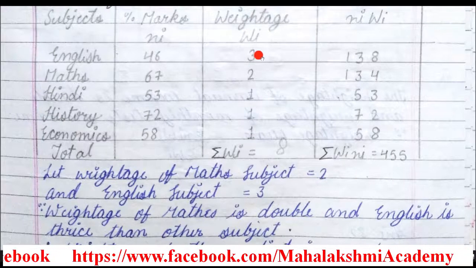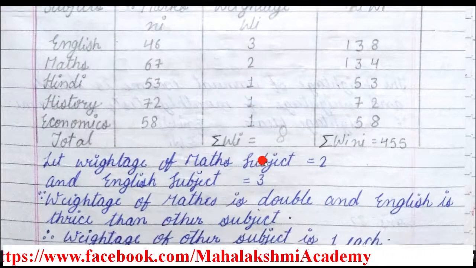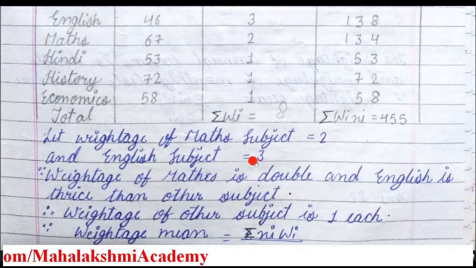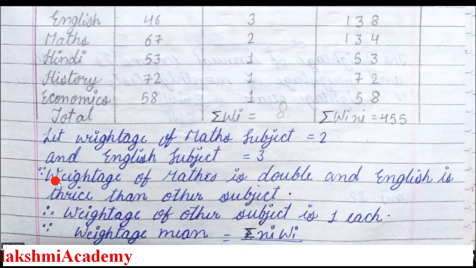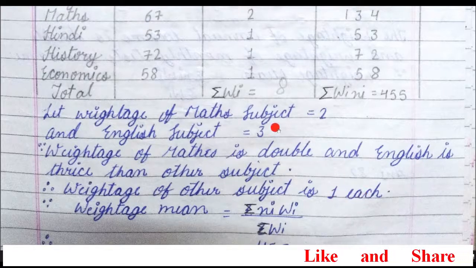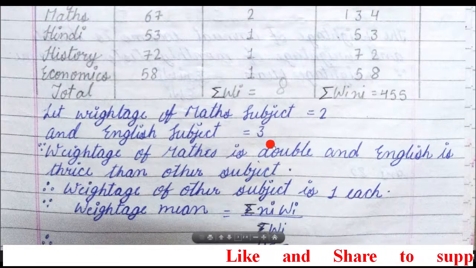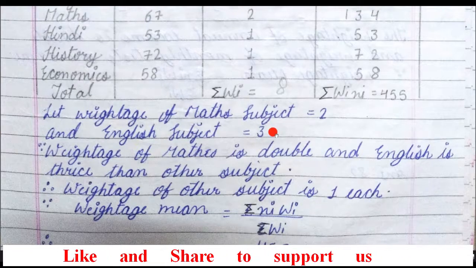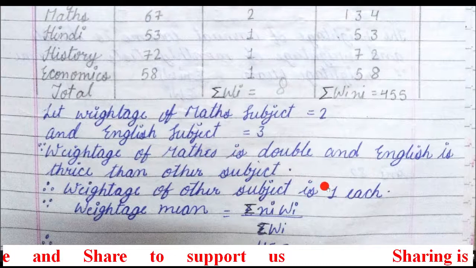So here first we will describe why we gave this weightage. Just see, the weightage of maths is 2 and English is 3. Why? Because the weightage of maths is double and English thrice compared to other subjects, so the weightage of each other subject is 1. So we first wrote why we gave this weightage from the question, whatever information we got.